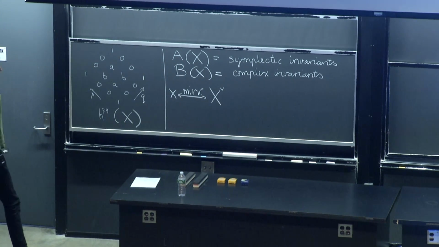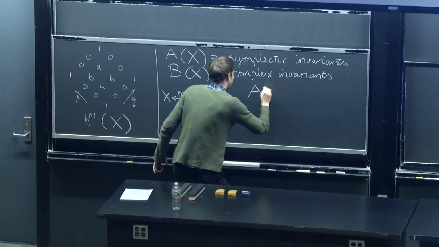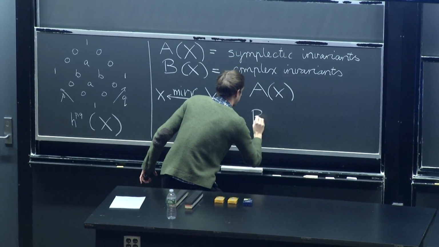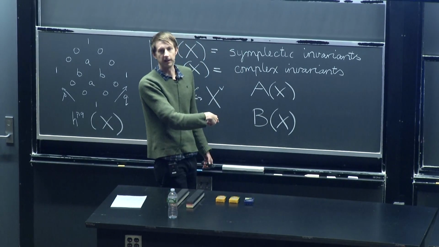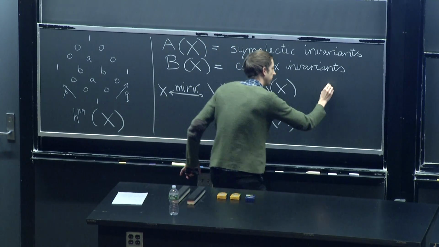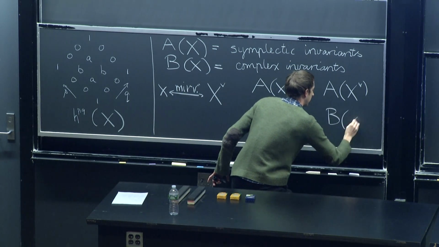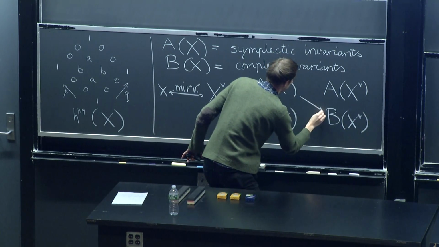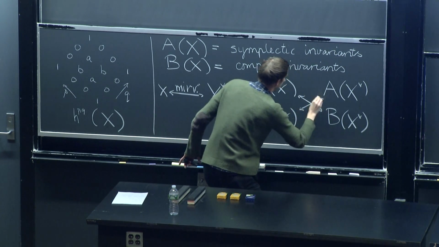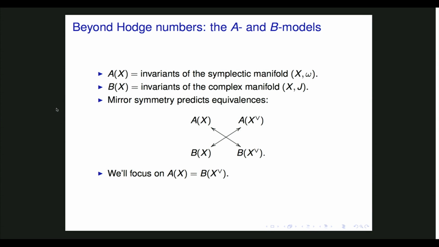And if X and X check are mirror varieties, then we expect, so I'm copying things from the slides onto the board so that as soon as they disappear, you can still remember what the idea was. So when X and X check are mirror varieties, we expect the symplectic invariants of X to be equivalent to the complex invariants of X check, and vice versa.